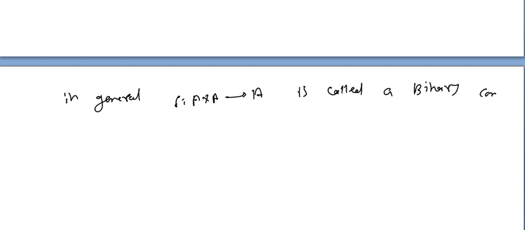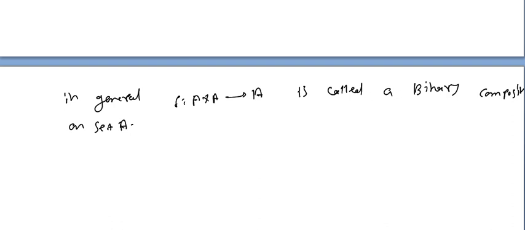In general, a mapping f from set A cross A to A is called a binary composition on set A. We define one set A. Clear? Of course, we can have more than one binary composition on the same set.